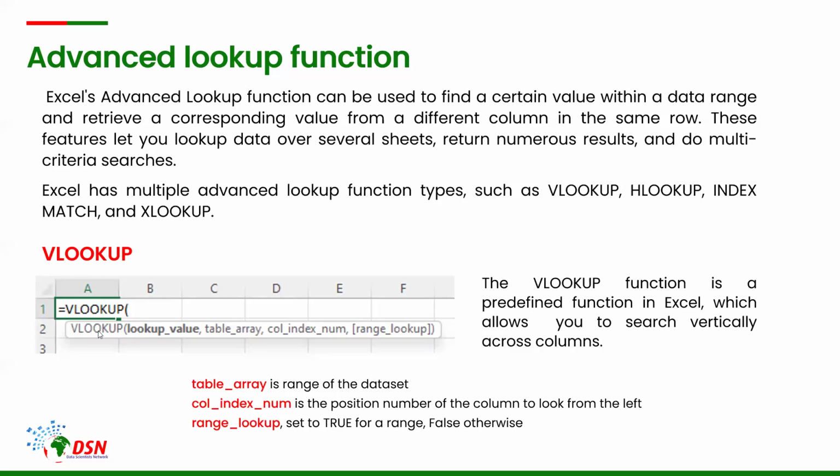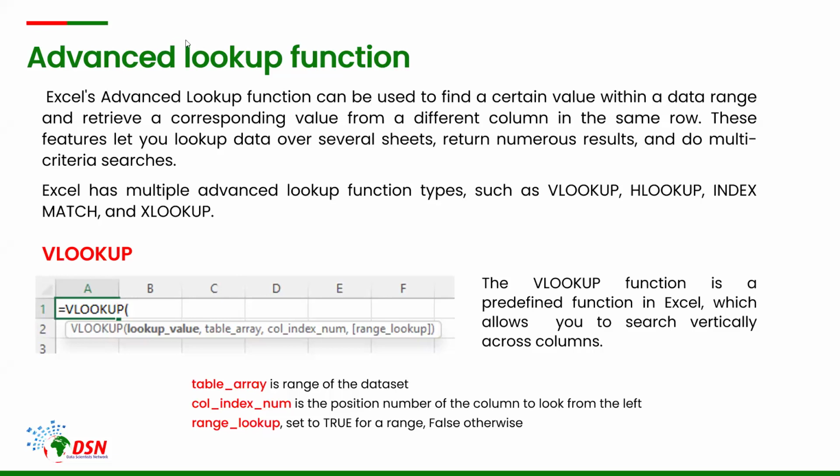When you type in the VLOOKUP, it allows you to specify the value you want to look for. Okay, you want me to look for something. What do I look for? That is the lookup value. Then the table array is like, where should I look for it? That is the table array, the range of the data sets that you are looking at. That is your whole data set.